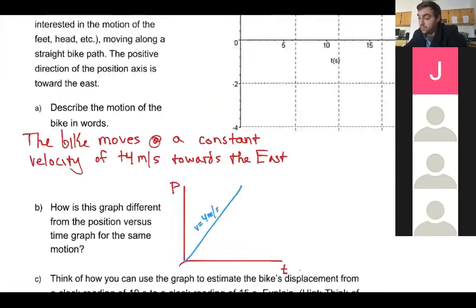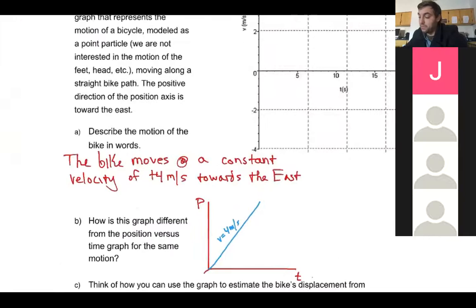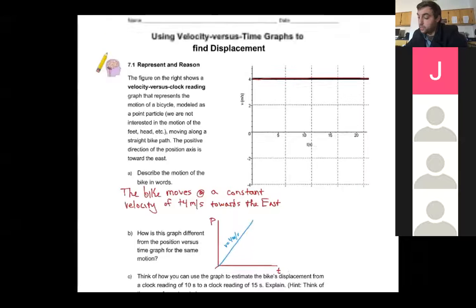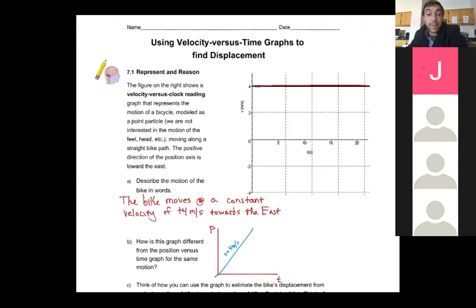So that's how we get from one graph to the other. Going from the velocity time graph to the position versus time graph is kind of backwards, but we can go both ways. We can go forwards from position versus time to a velocity versus time, and we can go backwards from a velocity versus time to a position versus time.